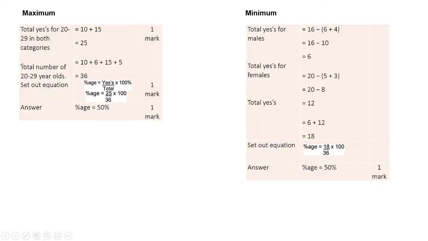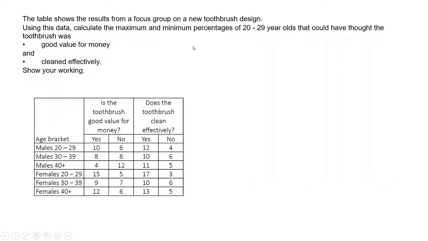So we'll look at maximum first. So total yeses for 20 to 29 in both categories. So 10 and 15.